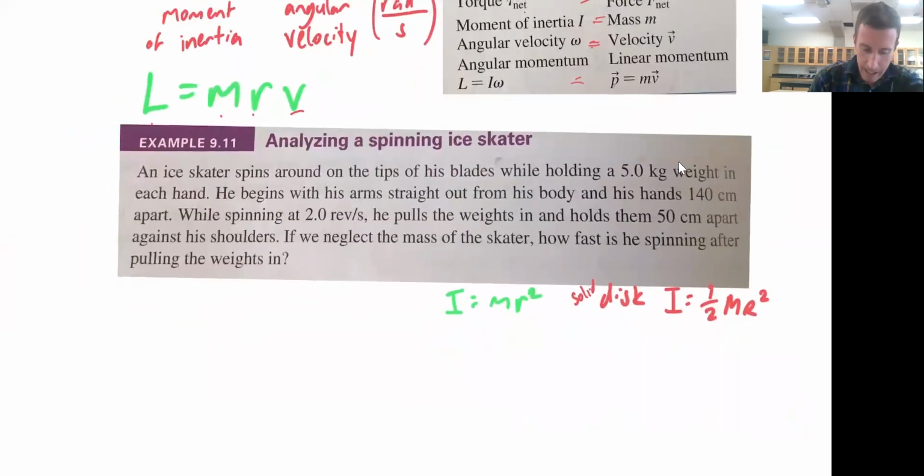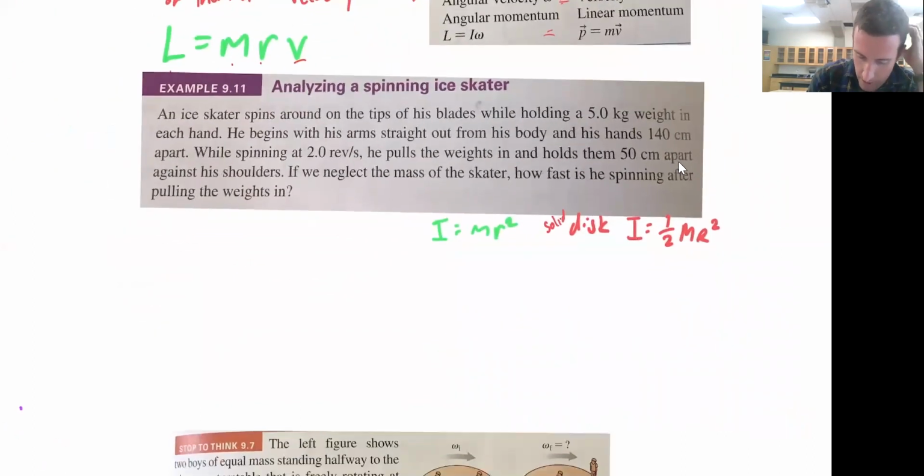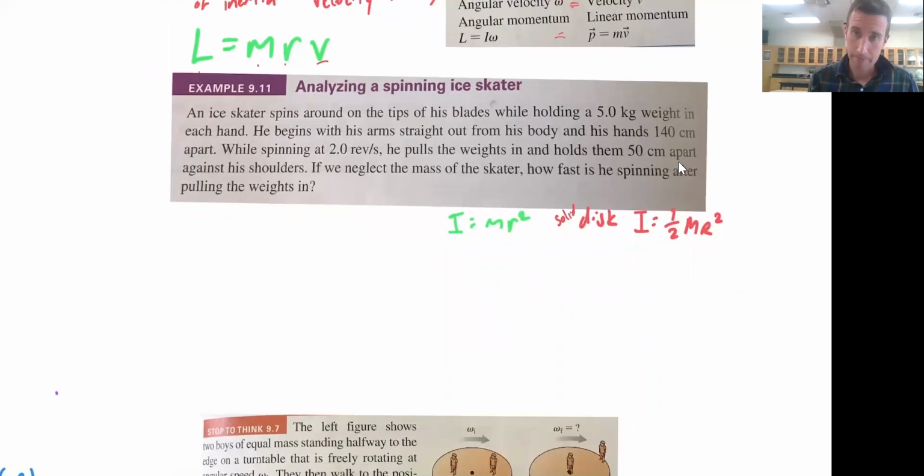Okay, so for the ice skater, an ice skater spins around on the tips of his blades while holding 5 kilogram weight in each hand. He begins with his arms straight out from his body and his hands 140 centimeters apart. While spinning at 2 revolutions per second, he pulls the weights in and holds them 50 centimeters apart against his shoulders. If we neglect the mass of the skater, how fast is he spinning after pulling the weights in? Okay, so I want how fast is he spinning, and that would be in revolutions per second.